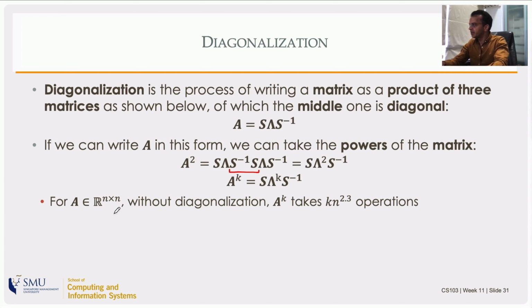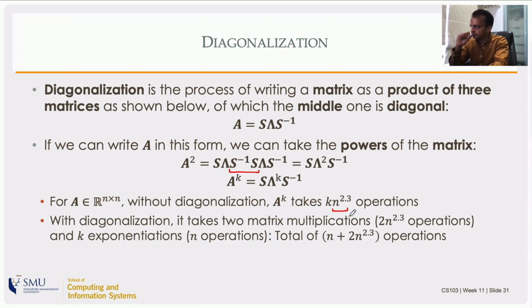Without diagonalization, if A is an n by n matrix, the best algorithm we have to do the multiplication, the complexity is of the order n to the power 2.3. And if I have to do it k times, then it's k times n to the power 2.3 operations. That is what you will need. With diagonalization, it takes only two matrix multiplications, so that costs me 2 times n to the power 2.3. And then I have not k but n exponentiations, because I have n elements in the diagonal of lambda. I have to raise each one of them to the power k. Let me call that n operations. Then that total is n plus 2 times n to the power 2.3.